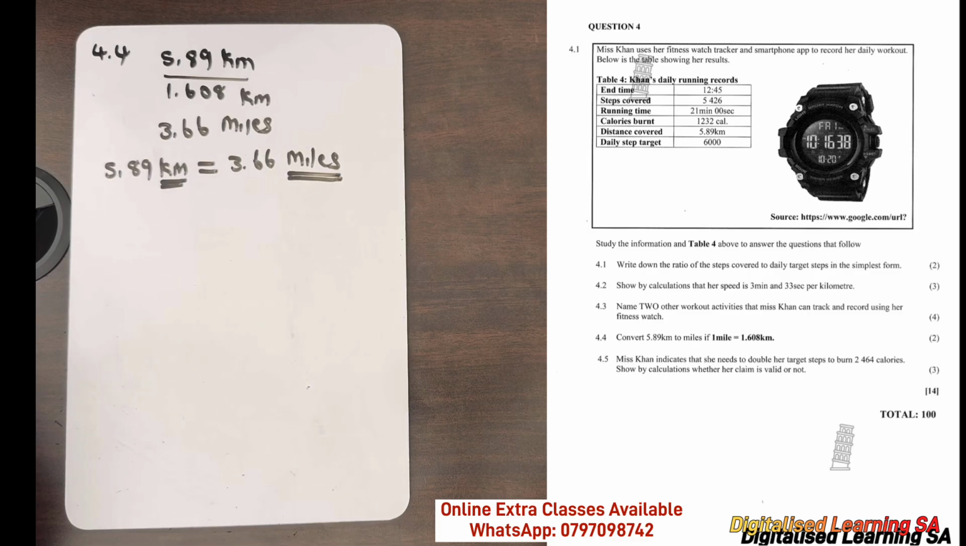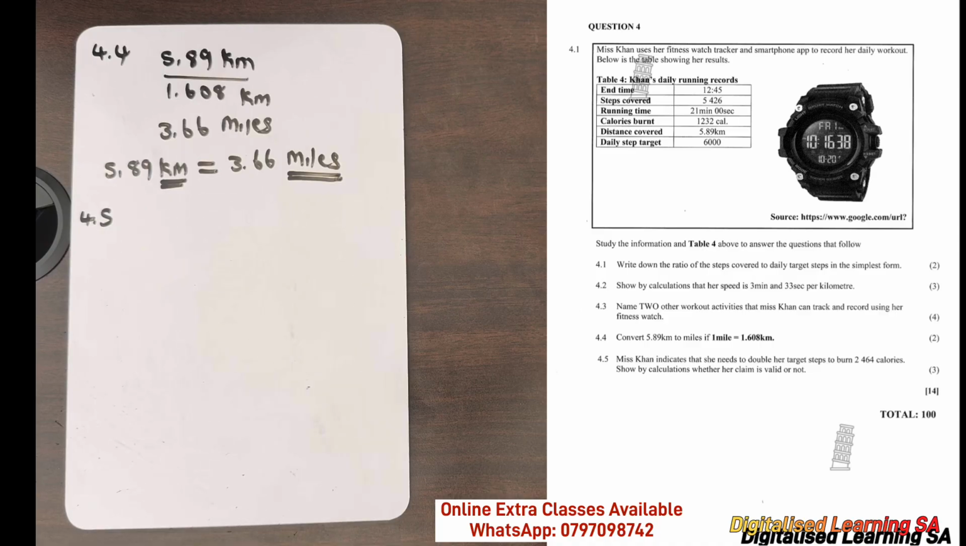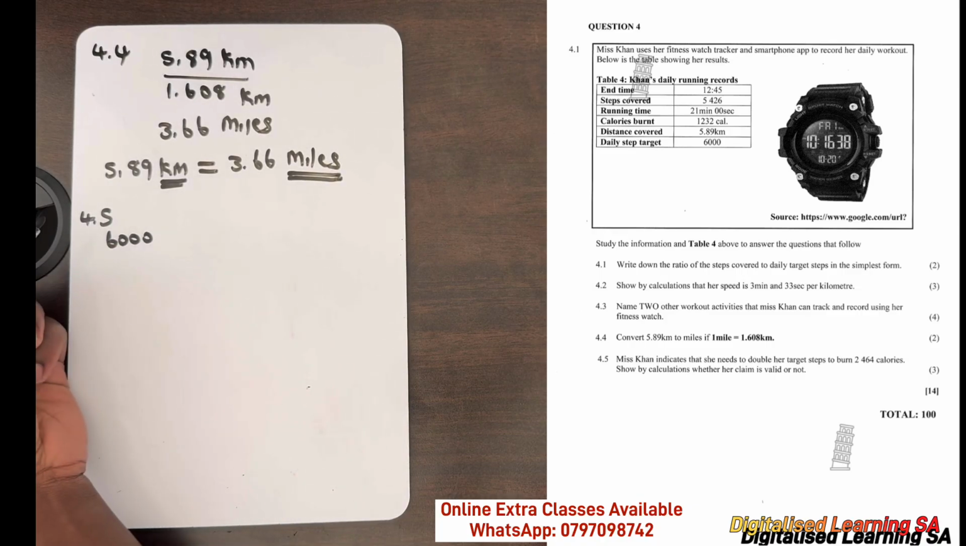Okay, so now let's move to the next question, which is question 4.5. Question 4.5 says that Ms. Kane indicates that she needs to double her target steps to burn 2,464 calories. Show by calculations whether her claim is valid or not. So they are saying Ms. Kane needs to double her target steps. So if we look at our table, we can see that her daily target step was 6,000. So they are saying that she needs to double it so that she can burn more calories, which is basically losing more fat in your body.